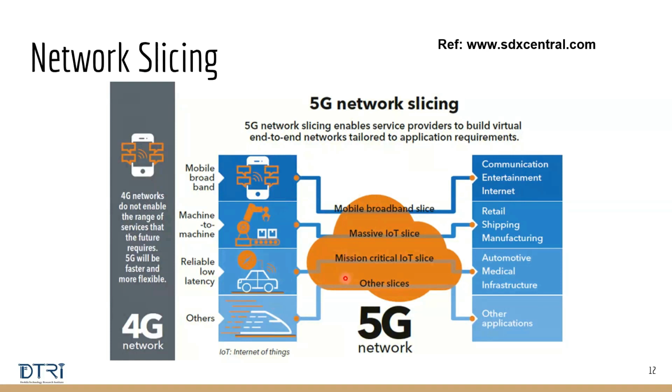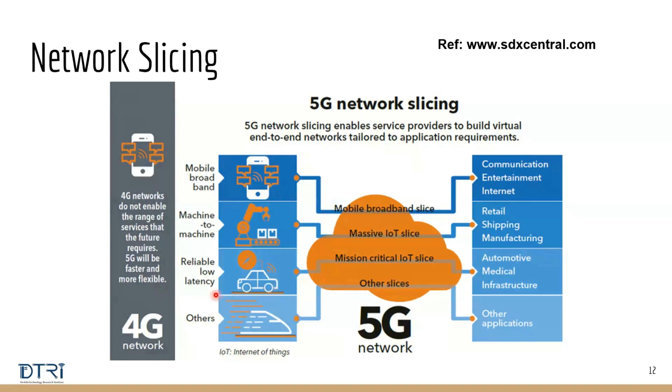Now this is your 5G network, and these are the applications. What do I mean by applications? What do you use 5G for? You're using 5G for communication, entertainment, internet, retail, shipping, manufacturing. These are the different applications, and these are the three pillars of 5G.